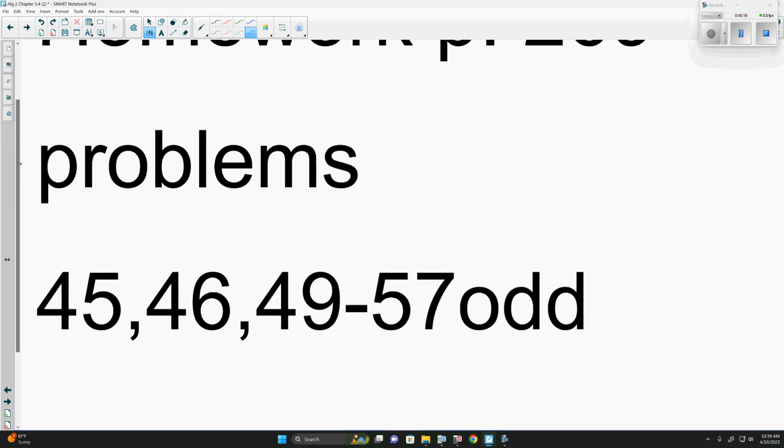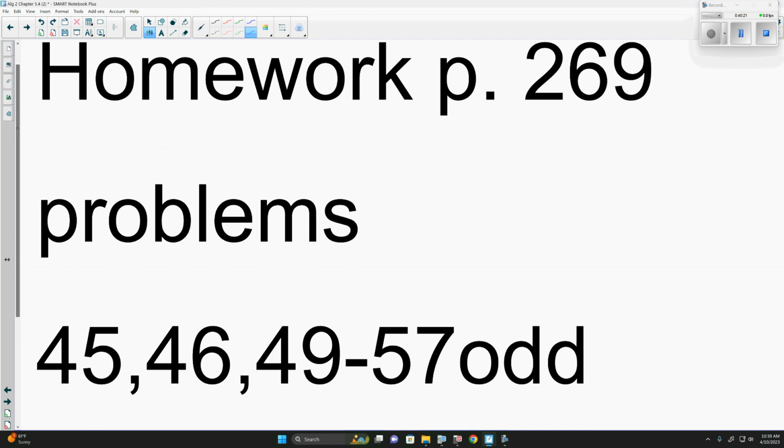Now your homework for today is this here. On page 269, problems 45, 46, and 49 through 57 odd. 45 and 46, we didn't specifically talk about them. It's just determine whether, if any, it is an extraneous solution. So 45 and 46, you're just plugging those numbers in for x and determining if it is an extraneous solution.